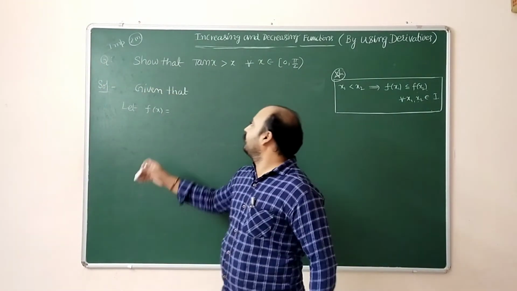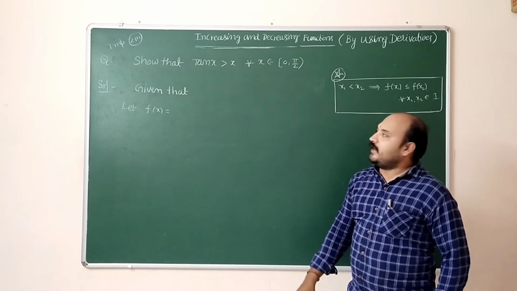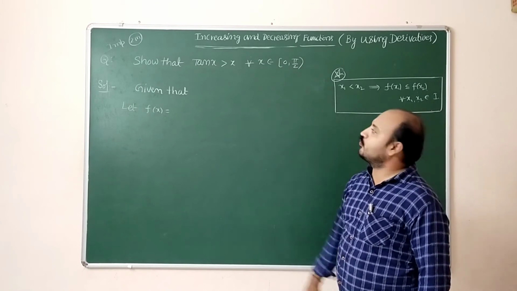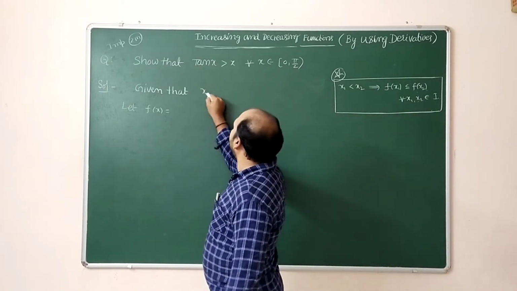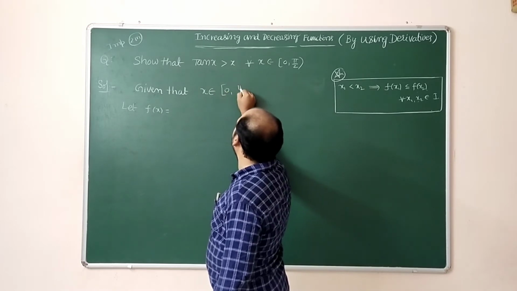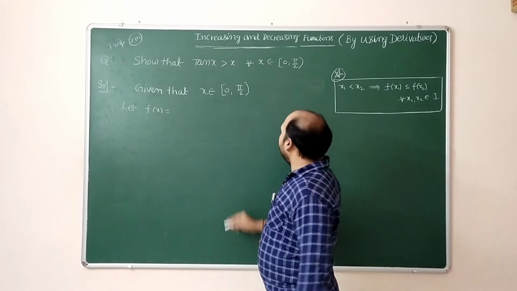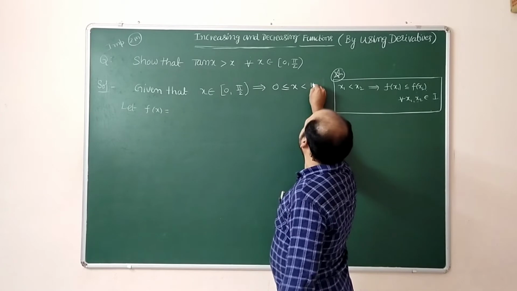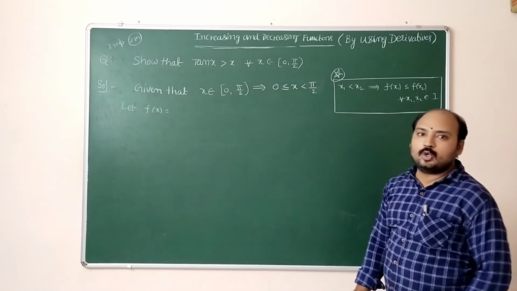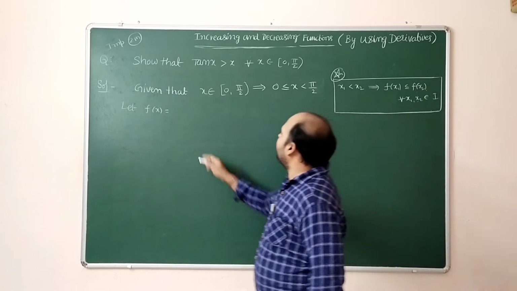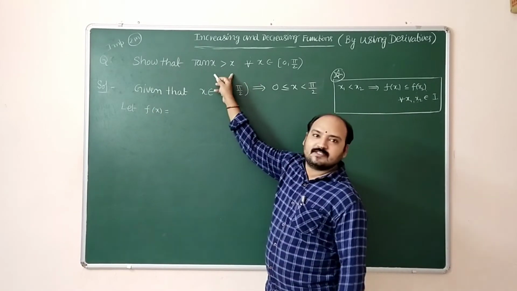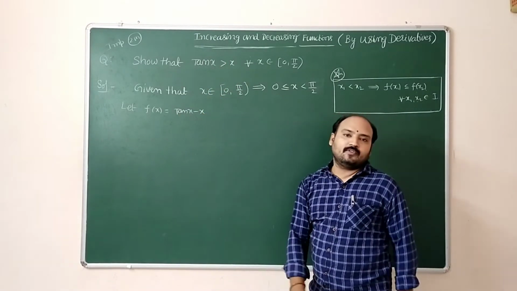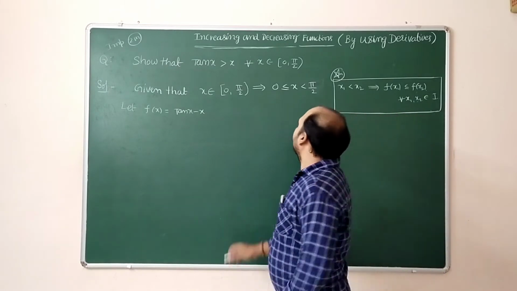The next question. Show that tan x is greater than x for all x belongs to closed interval 0, open pi by 2. So first, given that x belongs to closed 0, open pi by 2, the meaning is 0 is less than or equal to x is less than pi by 2. Now for the given function, let f of x equal tan x greater than x is given. So I am considering tan x minus x, taking that x here. So f of x is tan x minus x.